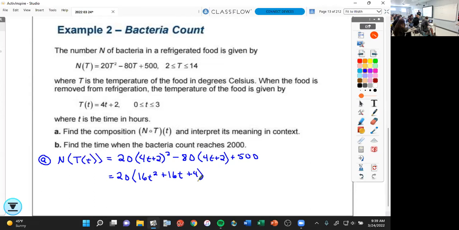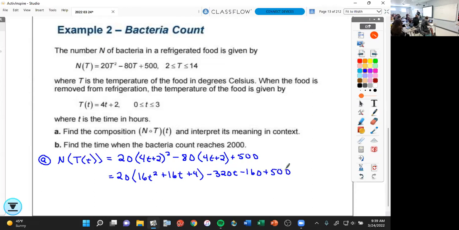Okay. Now what? Now I can distribute the negative 80, right? So negative 80 times 4t. Okay. Negative 80 times 2, plus 500.